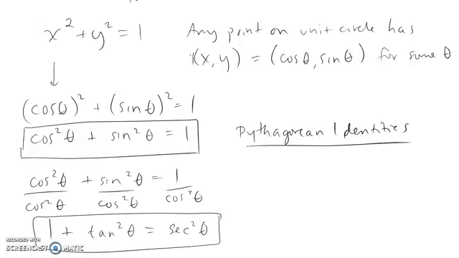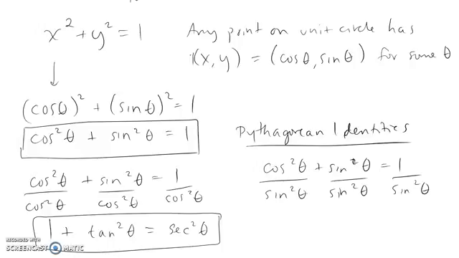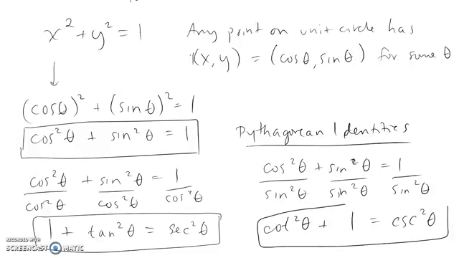And if we take the original cosine squared theta plus sine squared theta and instead divide both sides by sine squared theta, cosine over sine is cotangent. Sine squared over sine squared is 1, and 1 over sine squared is cosecant squared.